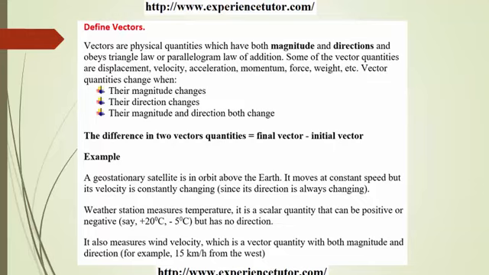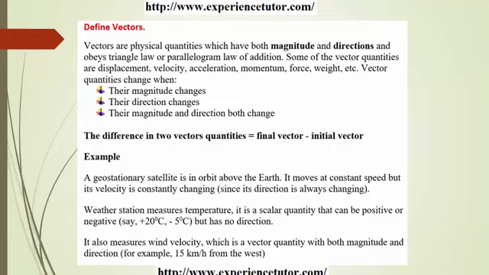Example, a geostationary satellite is in orbit above the Earth. It moves at constant speed, but its velocity is constantly changing, since its direction is always changing.